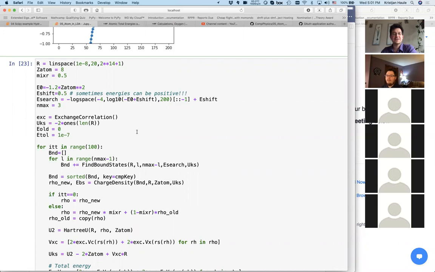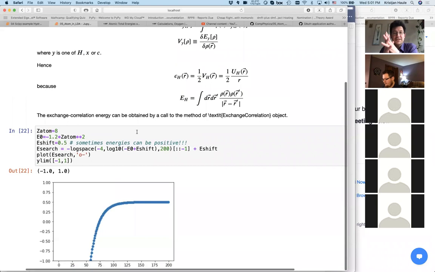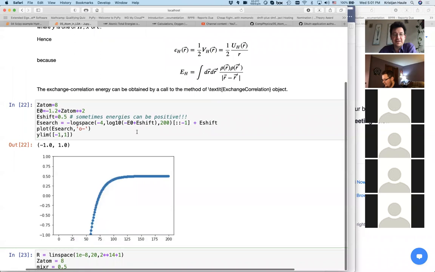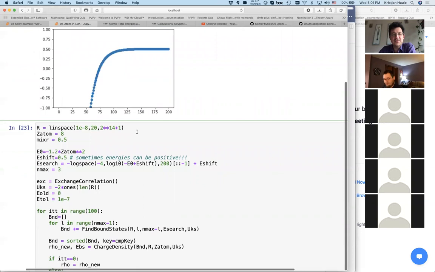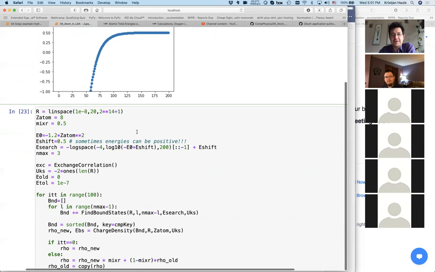So what we discussed last time was implementation of LDA, basically density functional theory for atom. And today we are gonna finish this part, and then you will finish this for the homework. So the next homework will be to put together all these parts that we discussed up to now and calculate total energy and total charge density for multi-electron atom.